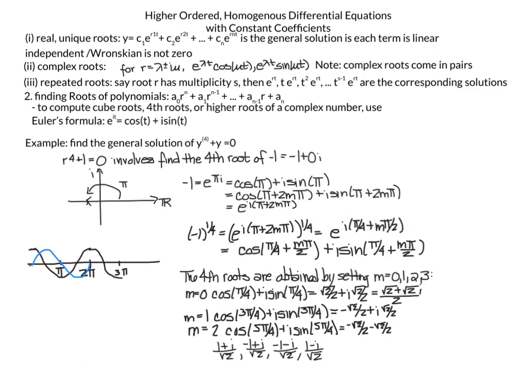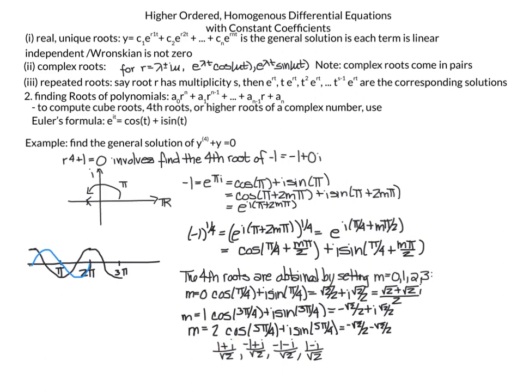So this is our expression for the fourth root, but we want to find 4 roots, so we're going to set m equal to 0, 1, 2, and 3. When we set m equal to 0, we get cosine of pi over 4 plus I sine of pi over 4, which is square root of 2 over 2 plus I square root of 2 over 2, which you can write as square root of 2 plus square root of 2 I over 2. I would have left it this way, but your book simplified it or wrote the equivalent expression 1 plus I over square root of 2.